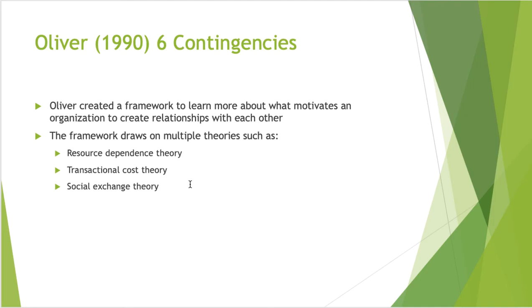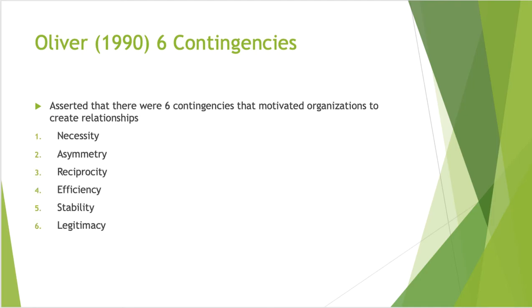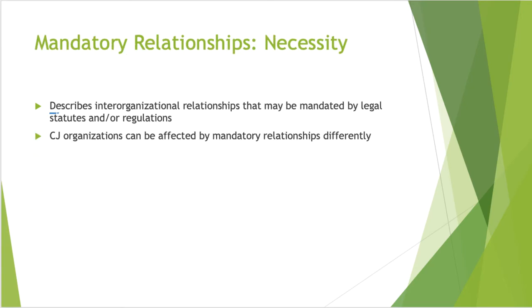So it draws on these theories, and also institutional theory, to make a framework. It's going to have 6 contingencies, like I said, that motivate organizations to create relationships. This includes necessity, asymmetry, reciprocity, efficiency, stability, and then legitimacy. Can't even say that today. And we talked about legitimacy earlier in the semester as well.